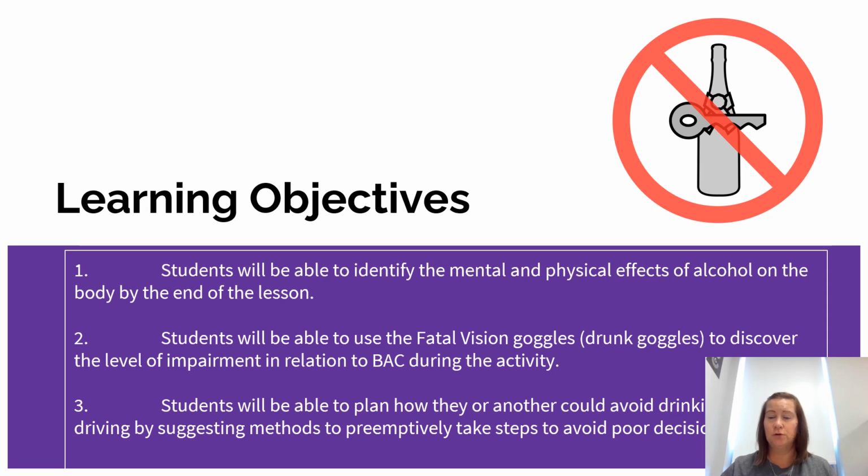So the specific learning objectives are going to be: students will be able to identify the mental and physical effects of alcohol on the body by the end of the lesson. Students will be able to use fatal vision goggles or drunk goggles to discover the level of impairment in relation to blood alcohol concentration during an activity. And students will be able to plan how they or another could avoid drinking and driving by suggesting methods to preemptively take steps to avoid poor decision making.